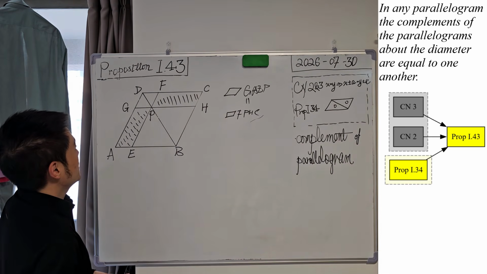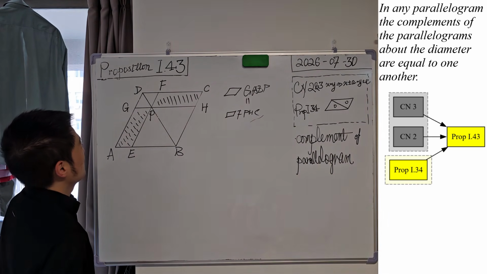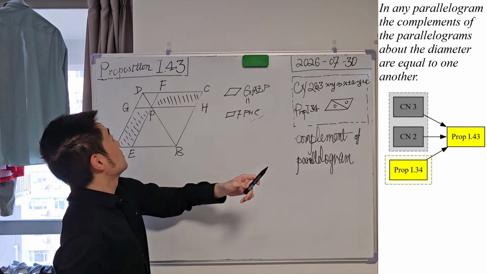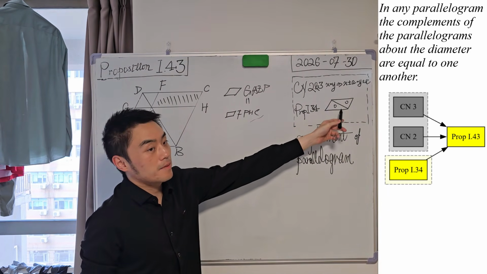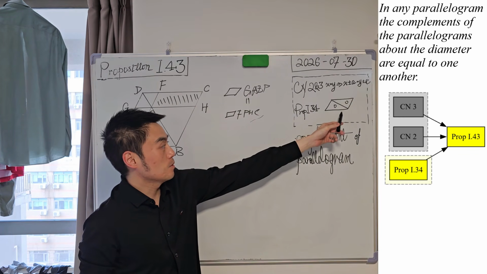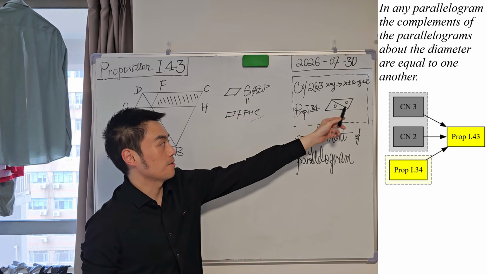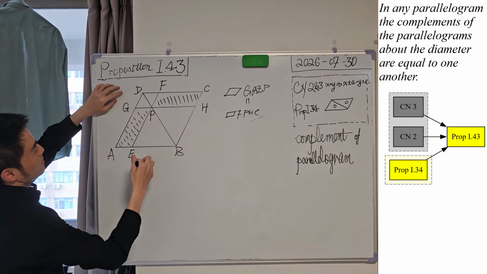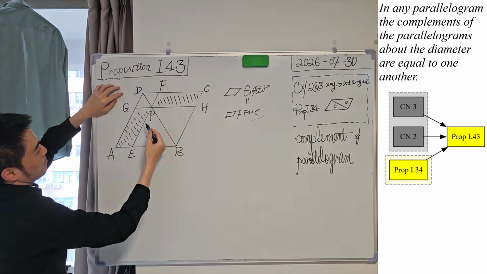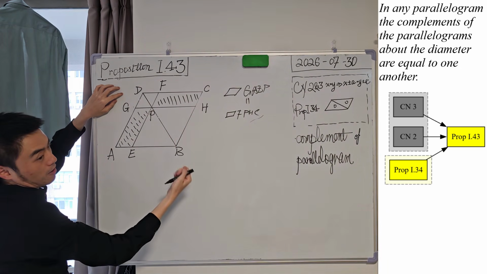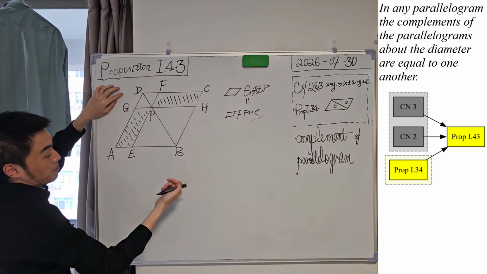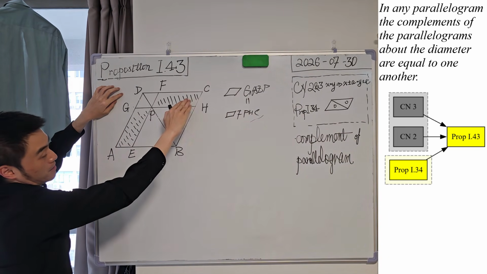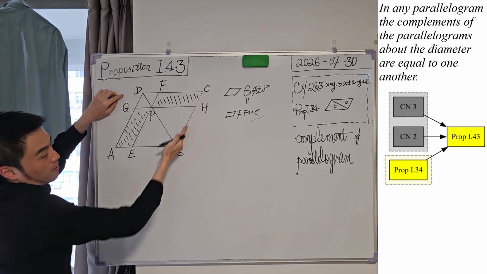First of all, please recall proposition 34. The diameter of any parallelogram will bisect the area. Please note that DGPF and PEBH are also two parallelograms, because GH, AB, and DC are parallel, and these three lines are also parallel.